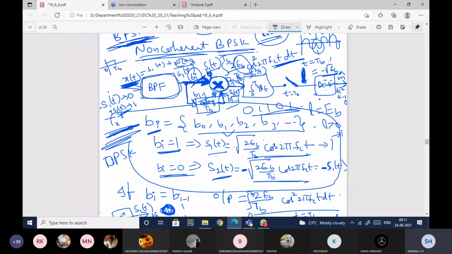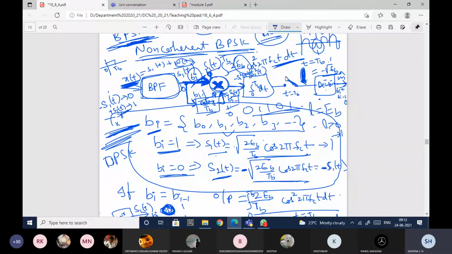Next, both are different, in the sense, if Bi is 0, Bi minus 1 may be 1. If Bi is 1, it is 0. In that case, what will happen? I'll get the negative sign because S1 of t into minus S1 of t. So I'll get a negative sign, then the square of my S1 square of t, and that is given to the integrator. So I'll get some signal.